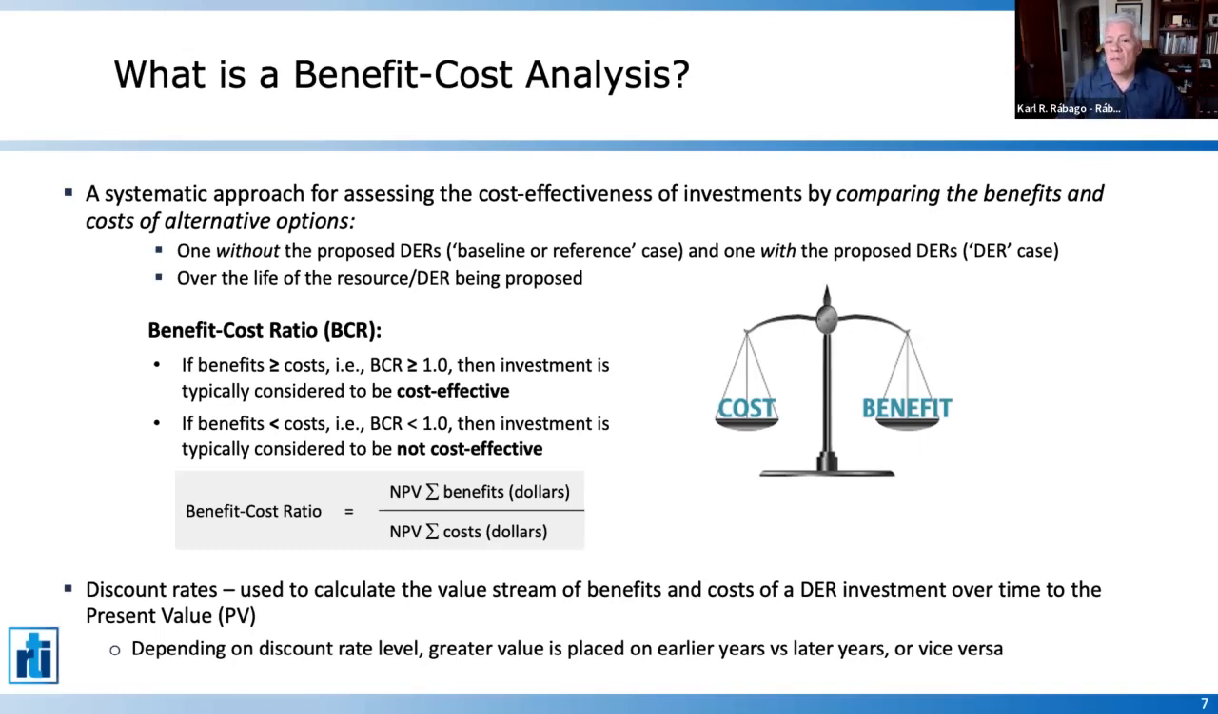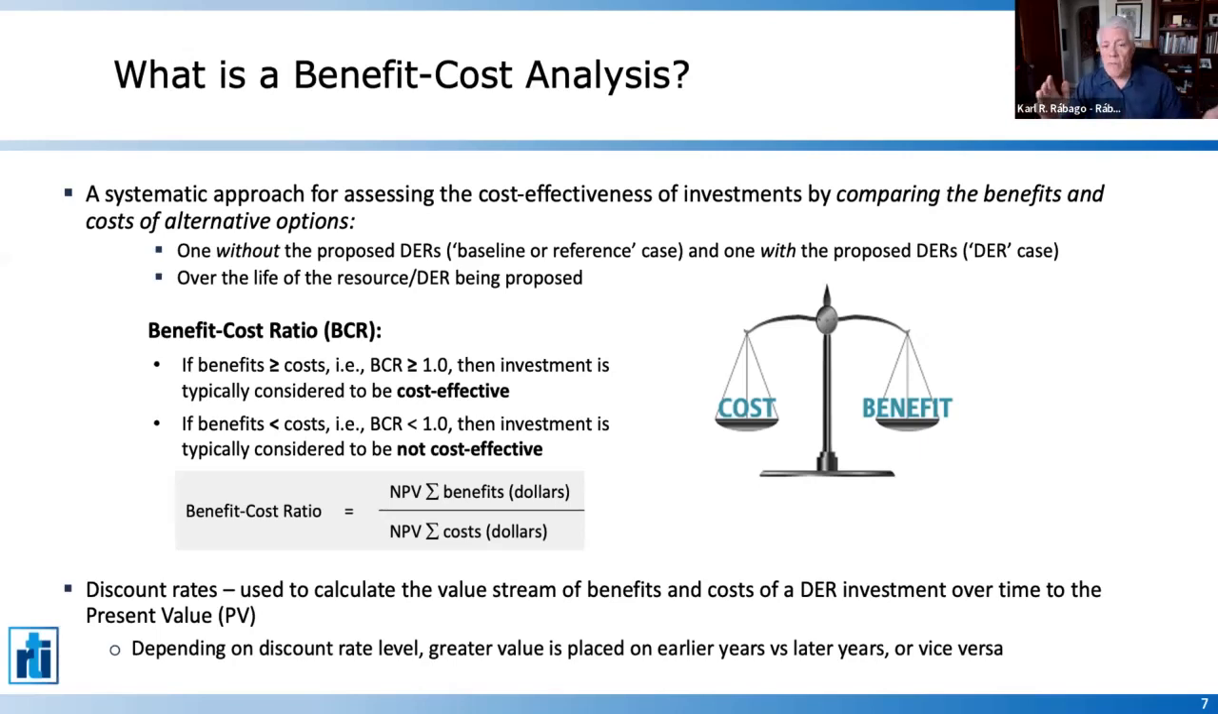What is BCA? Again, it's a systematic approach, not an ad hoc approach, because we want to use the framing for different kinds of investments, because so many things are done on a portfolio basis. We are comparing the benefits and costs of alternative options, and so we usually run two cases. One case without the DERs, the proposed investment, the proposed action or program, whatever it is, and then one with. And we look over the life of the DERs to make sure that we capture the full stream of benefits and costs that are associated with it.